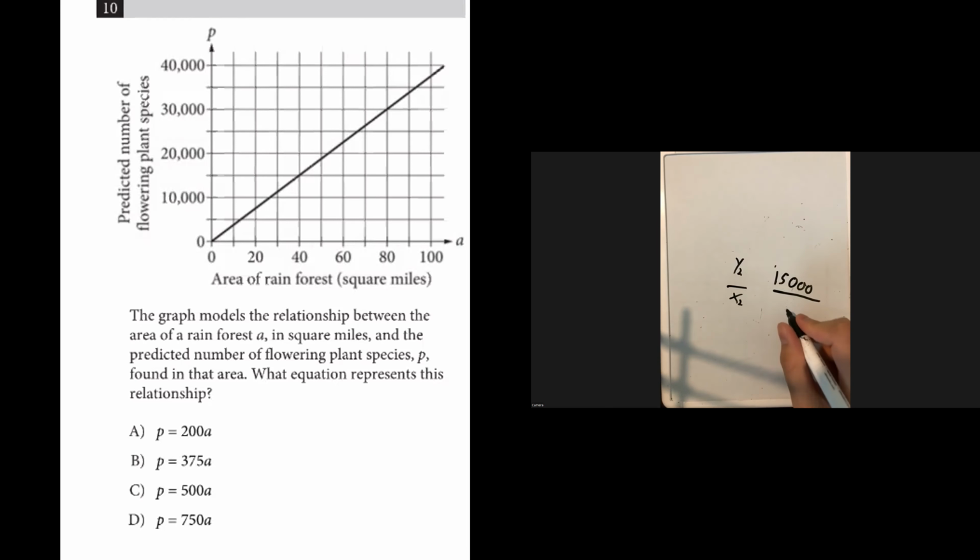So this would just be 15,000 over 40, which would become 375. 15,000 over 40 is 375, which would be answer choice B. That would be answer choice B.